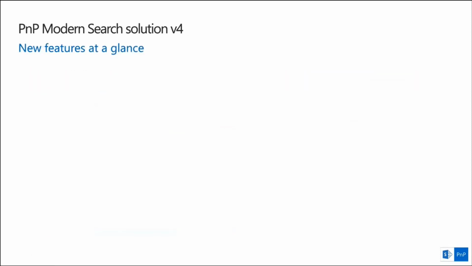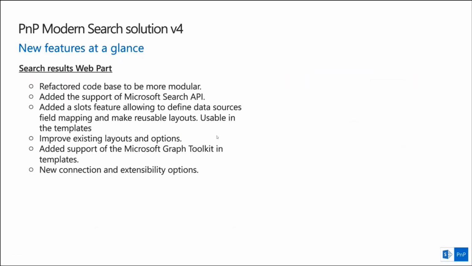About the new features, I tried to summarize all the features we've added to the V4 per web part. The first one is the search web part. Like I said, we refactored the old code base to be more modular, and essentially we added the Microsoft Search API. So now in the main web part, you have the SharePoint Search and you have the Microsoft Search API. I will show you in a minute, but this is really the main difference, I will say.